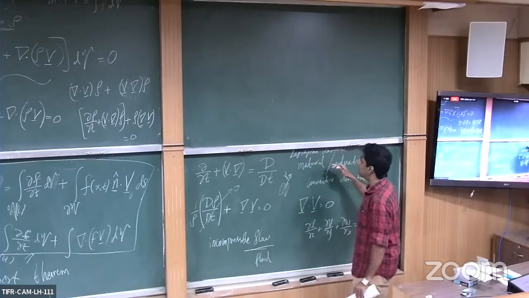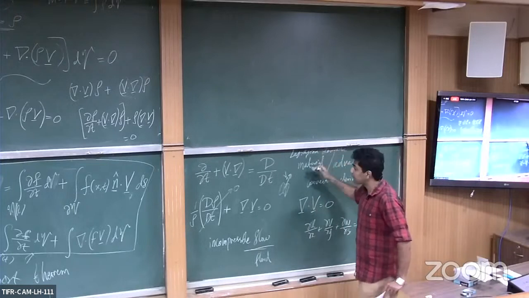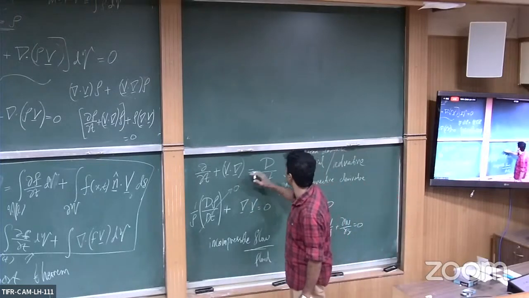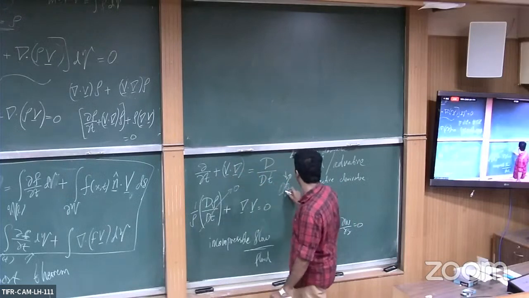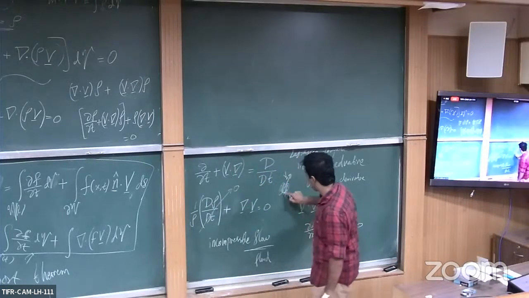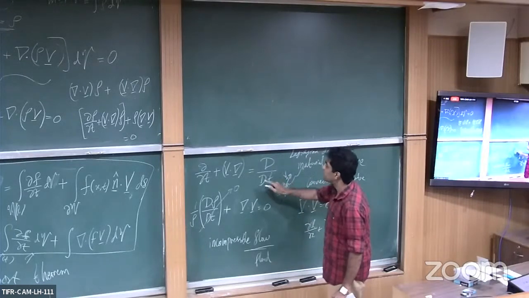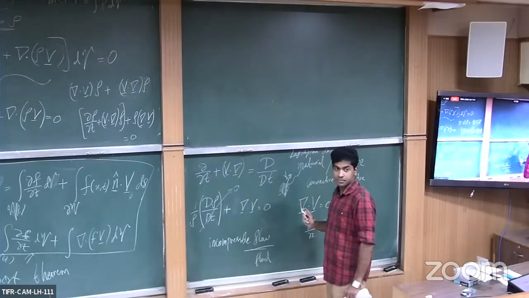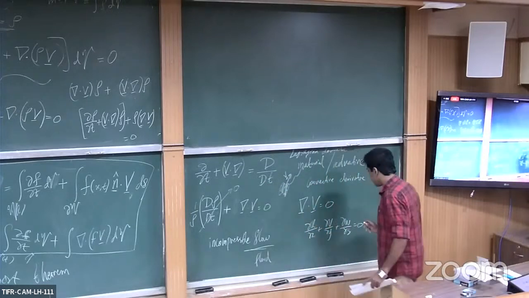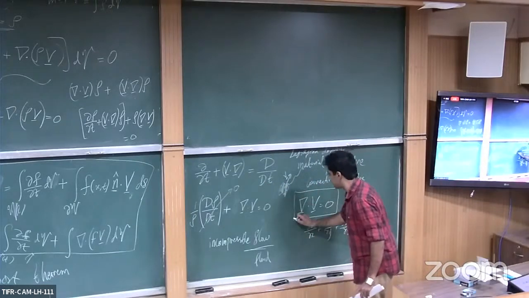These are two different views of fluids, Eulerian and Lagrangian. In Lagrangian, if you track fluid particles, you'll write this. So if you had a fluid particle and you track this fluid particle along its path, this will be the derivative. So that's the continuity equation for an incompressible flow.